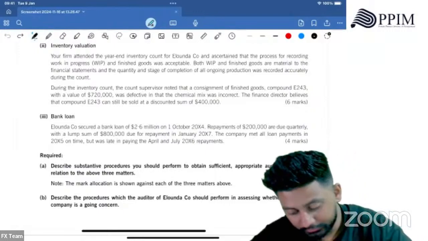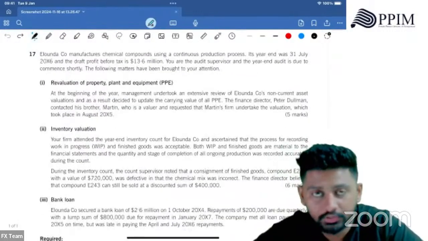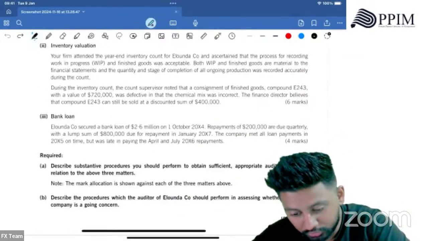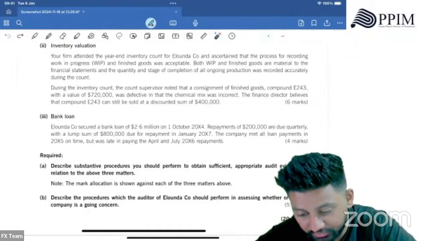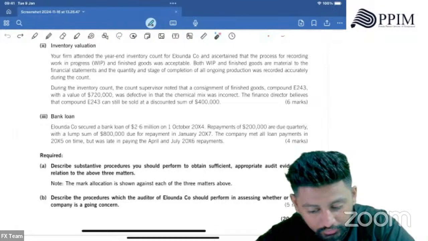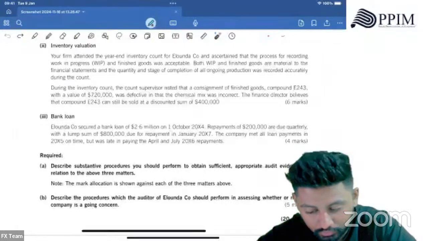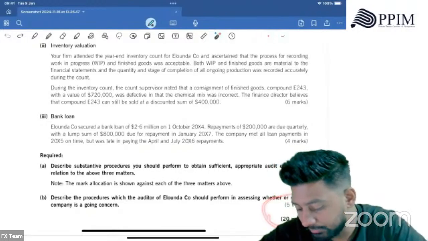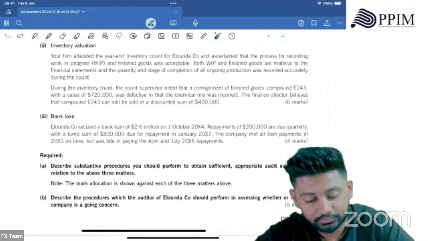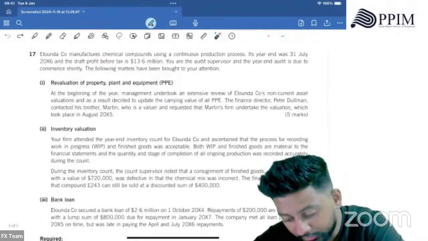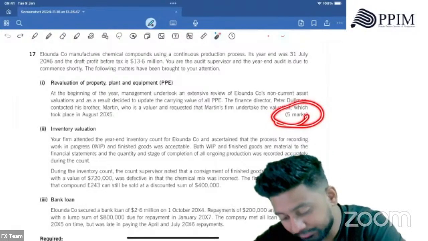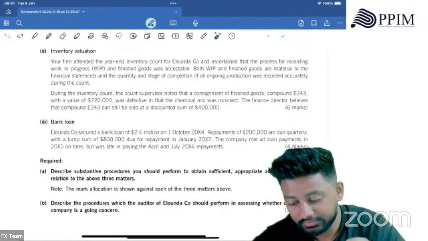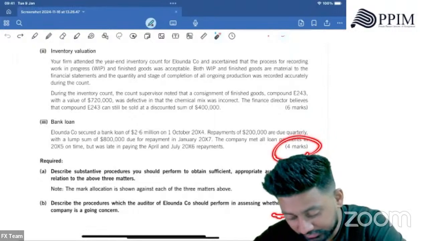When you look at this particular question, it is for 20 marks. Your examiner is testing substantive procedures for 20 marks entirely. So you need to understand that it's very, very important, like I've told you earlier. The first area is for 5 marks, and then 6 marks, 5 plus 6 is 11, 11 plus 4 is 15, and there is something more here also.